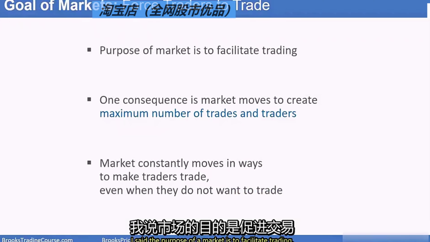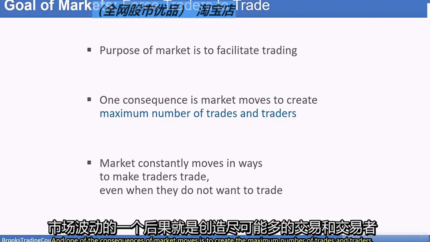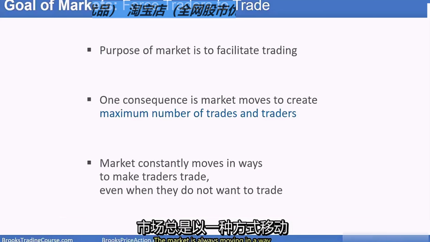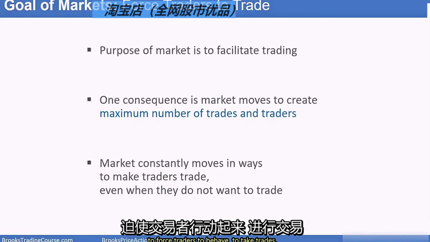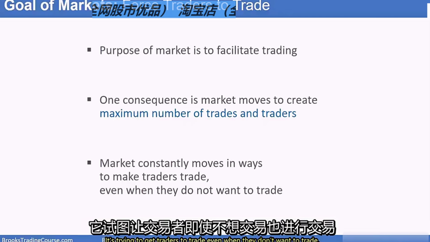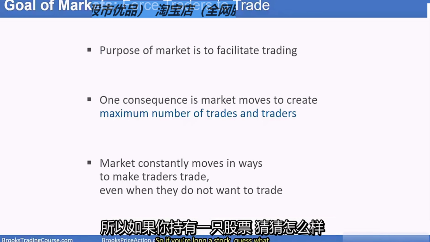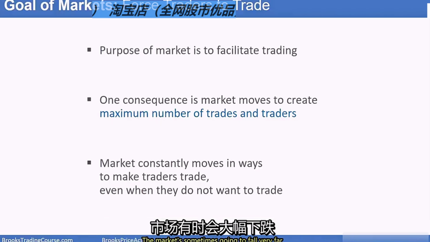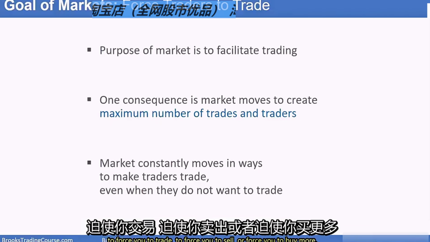I said the purpose of a market is to facilitate trading. And one of the consequences of market moves is to create the maximum number of trades and traders. The market is always moving in a way to force traders to take trades. It's trying to get traders to trade even when they don't want to trade. So if you're long a stock, guess what? The market's sometimes going to fall very far to force you to trade, to force you to sell, or force you to buy more.